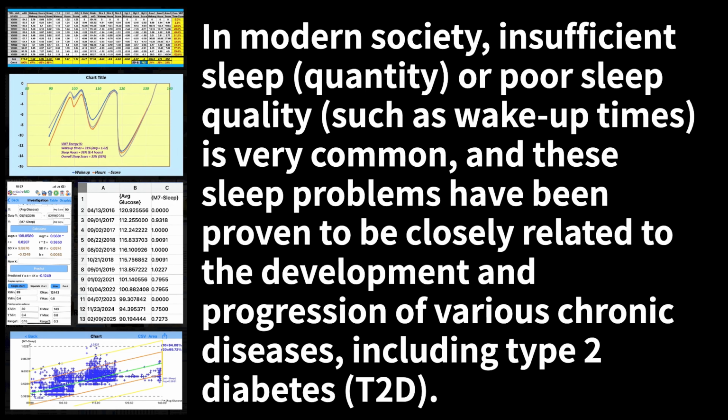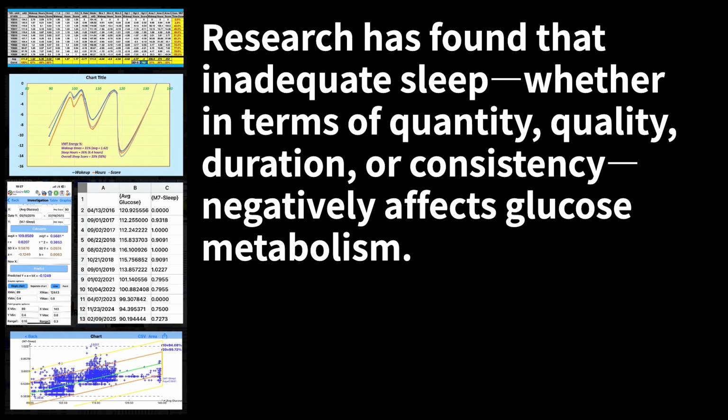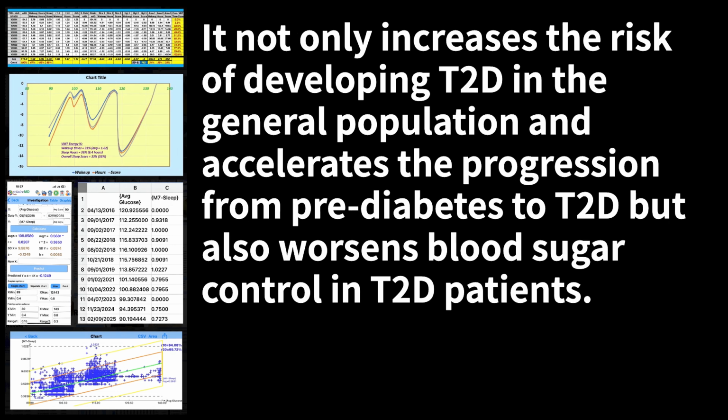In modern society, insufficient sleep quantity or poor sleep quality, such as wake-up times, is very common, and these sleep problems have been proven to be closely related to the development and progression of various chronic diseases, including type 2 diabetes, T2D. Research has found that inadequate sleep, whether in terms of quantity, quality, duration, or consistency, negatively affects glucose metabolism. It not only increases the risk of developing T2D in the general population and accelerates the progression from prediabetes to T2D, but also worsens blood sugar control in T2D patients.